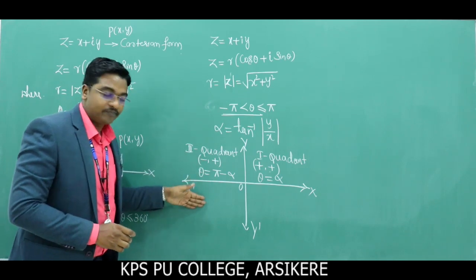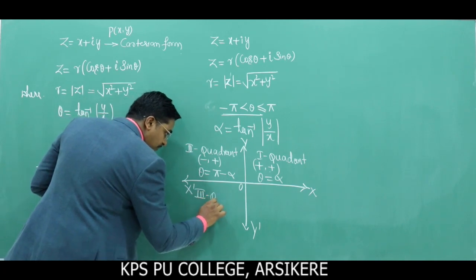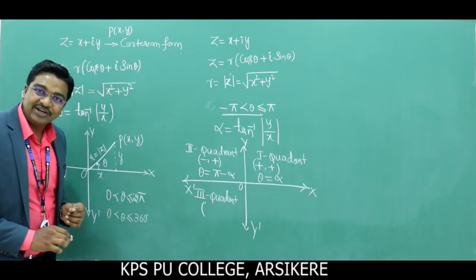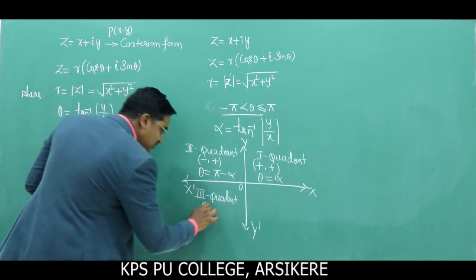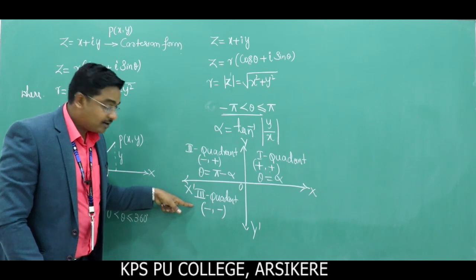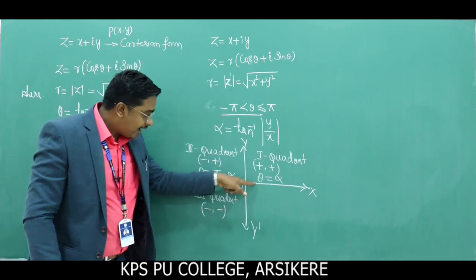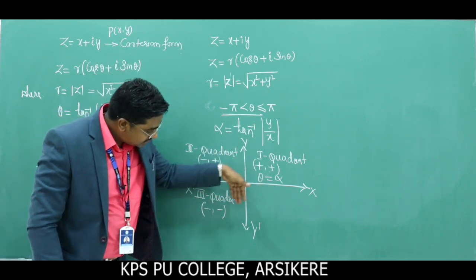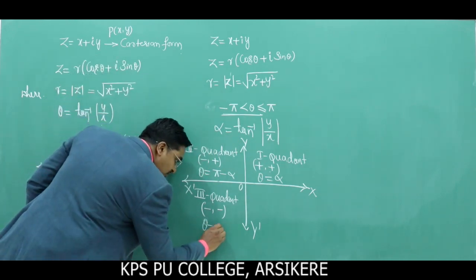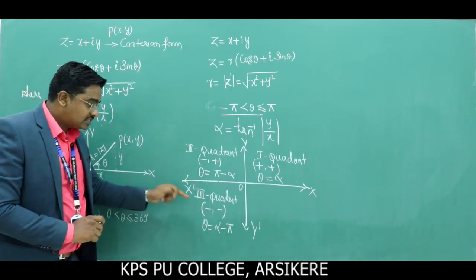When it comes to the third quadrant, look at the anti-clockwise direction. In the third quadrant both are negative, x is negative and y is negative, minus comma minus. In the case of the third quadrant, theta can be represented as a negative angle. So when it comes to the third and fourth quadrant, we move in the clockwise direction with a negative angle. So this becomes theta is equal to alpha minus pi, that is alpha minus 180 degree. This is the case of the third quadrant.